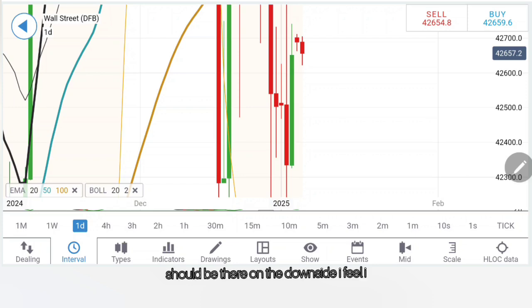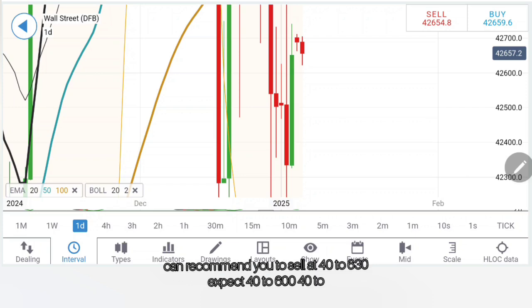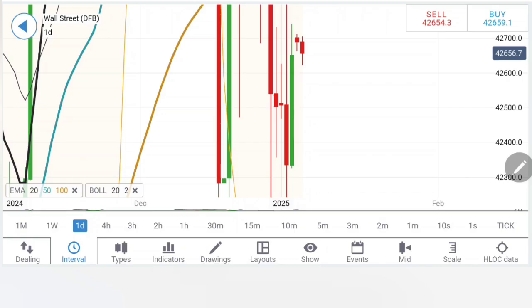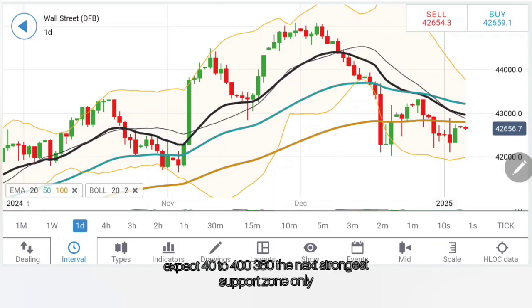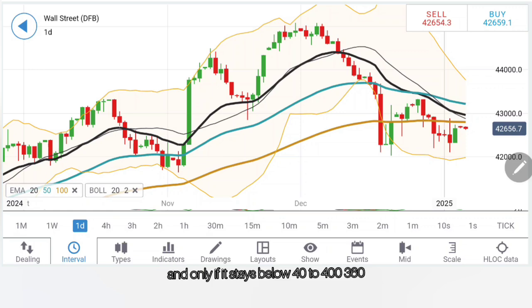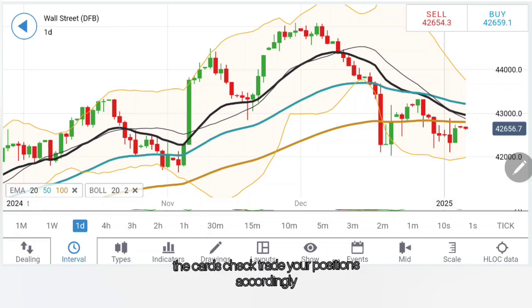On the downside, I can recommend you to sell at 42,630, expect 42,600, 42,540, and once it drops below 42,500, you can expect 42,400, 360, the next strongest support zone. Only and only if it trades below 42,400, 360, stay short. For more bearishness, 42,200, 42,000 should be there on the cards. Check, trade your positions accordingly.